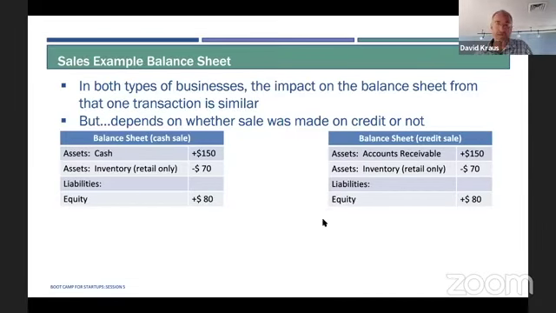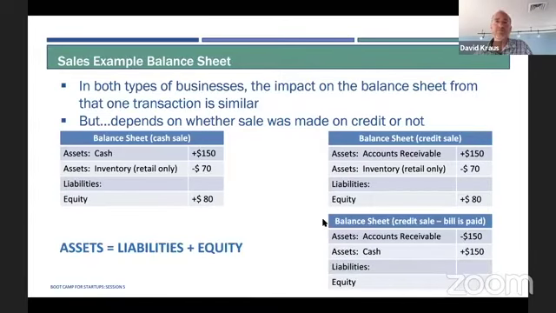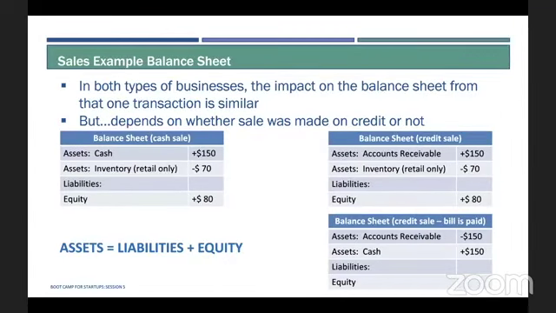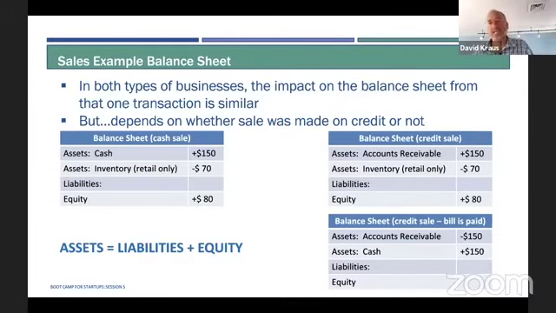And we'll see another balance sheet hit. So in this instance, AR, or accounts receivable, falls by 150 because you collected on that receivable, but your cash went up. So they cancel each other out. Your assets didn't change as a result of the second part of this transaction.